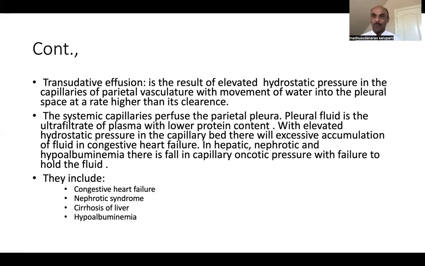The conditions that are responsible for transudative pleural effusion are congestive heart failure, nephrotic syndrome, cirrhosis of the liver, and hypoalbuminemias. In these conditions, there is elevated hydrostatic pressure with low oncotic pressure in the capillaries. That results in the movement of the low protein, high water content fluid into the interstitium, resulting in the transudative pleural effusion.